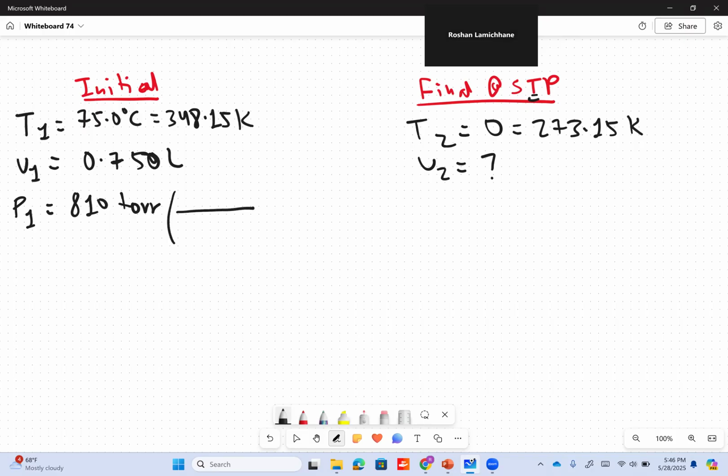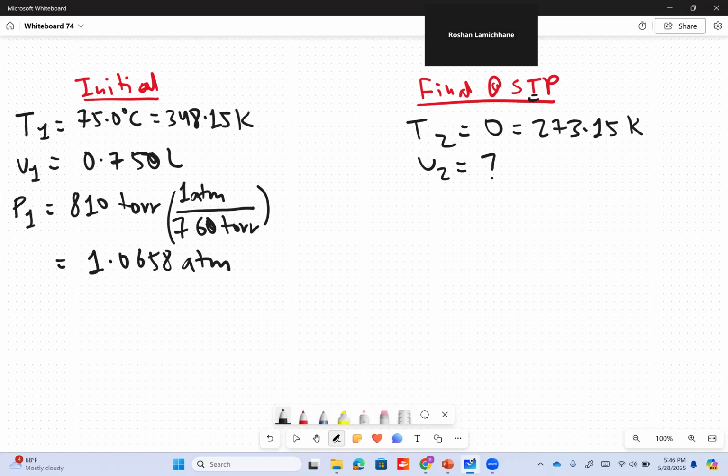The reason I'm doing this is that whenever I use the PV equals nRT equation, I will have to use the pressure in atm. For this problem, you do not have to convert the torr to atm. Keep that in mind, because when I write out the formula, you're going to see why. But I'm doing this so I get a hang of converting torr or other pressures to atm. That gives 1.0658 atm. I repeat, you do not have to convert the pressure for this problem to atm.